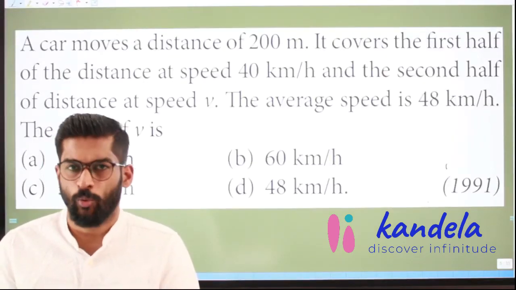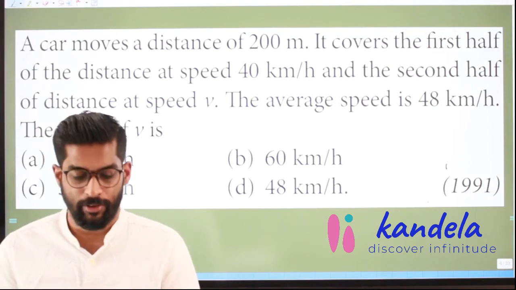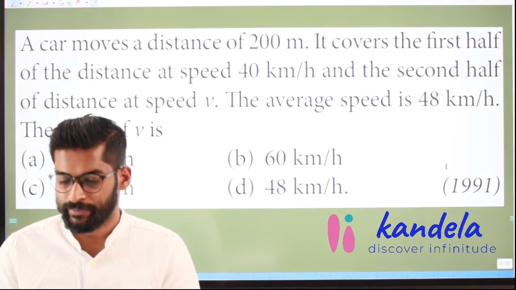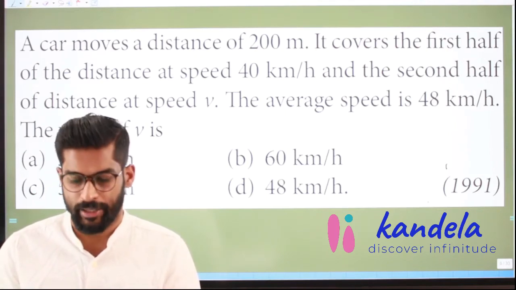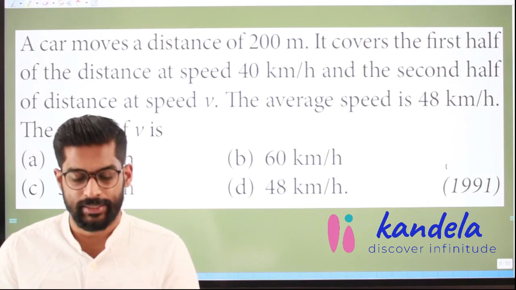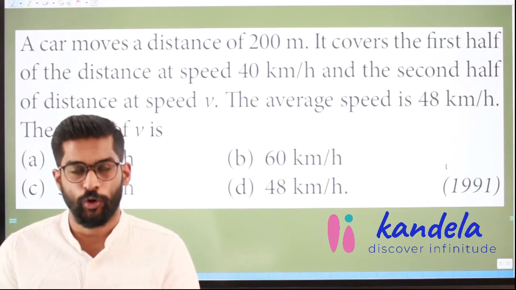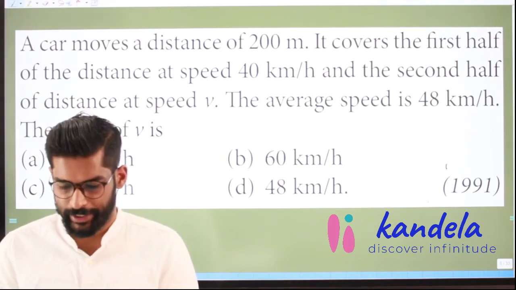So let's do one last problem from this topic. So here is our problem. A car moves a distance of 200 meters. It covers the first half of the distance at speed 40 km per hour and the second half of the distance with a speed v. The average speed is 48 km per hour. What is the value of v is the question.